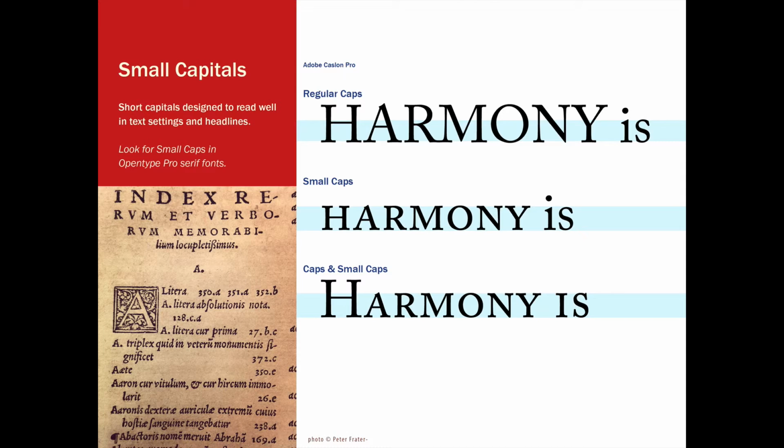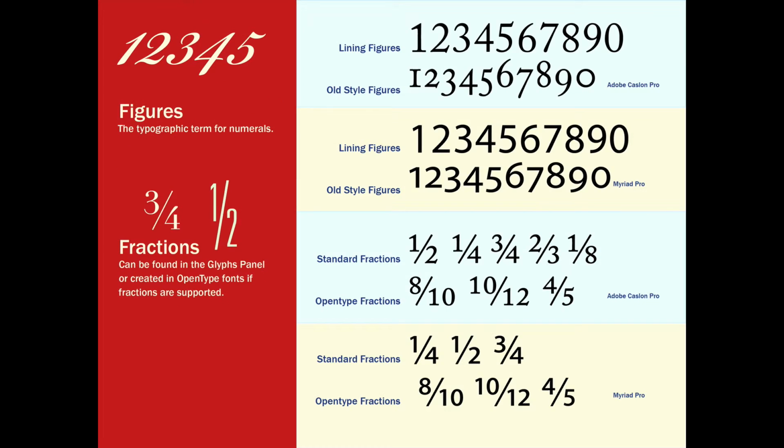They're also based on Renaissance models, and they're very, very useful for headings or when you have to set long strings of capitals in lowercase text. Figures is the typographic term for numerals or numbers, and OpenType Pro fonts often come with alternate sets of figures, lining figures which fit between a baseline and a top cap line, and then old style figures which have ascenders and descenders and are based on historic Renaissance models.